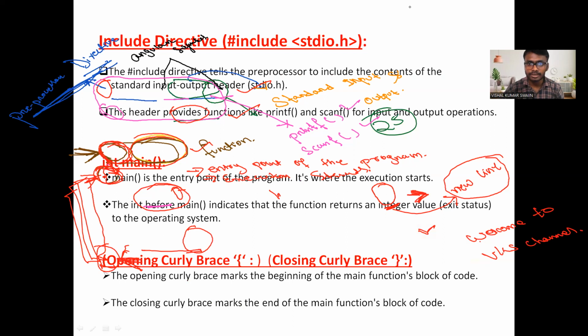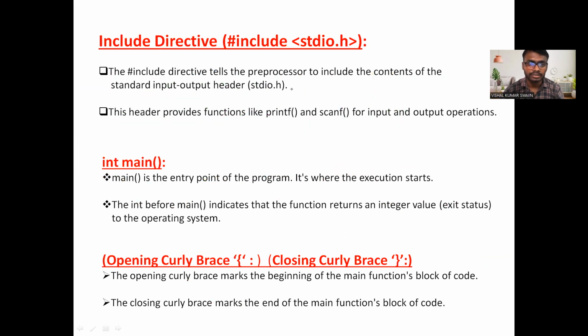Whatever things I just explained are all written in the theoretical part. The include directive tells the preprocessor to include the content of the standard input and output header, and this header provides functions like printf and scanf for the input and output operations. Right? So what is int main? The main function is the entry point of the program. It's where the execution will start. The int before main indicates that the function returns an integer value. To whom? To the operating system. Clear? To the operating system only.